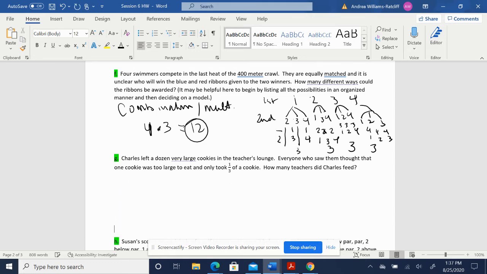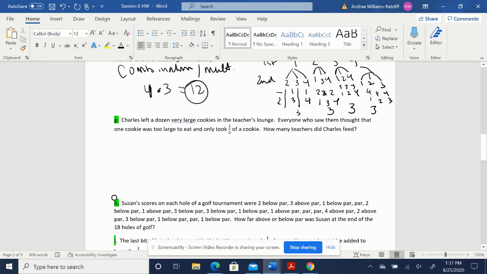Okay. Charles left a dozen very large cookies in the teacher's lounge. Everyone who saw them thought one cookie was too large to eat and only took a third of a cookie. How many teachers did Charles feed? Okay. So we're looking at this. This is a division problem, clearly, but this is repeated subtraction. If you have trouble viewing this, think about what would actually happen. Every teacher would walk into the lounge and they would subtract 1/3 of a cookie from his collection. Okay, so this is division, repeated subtraction.